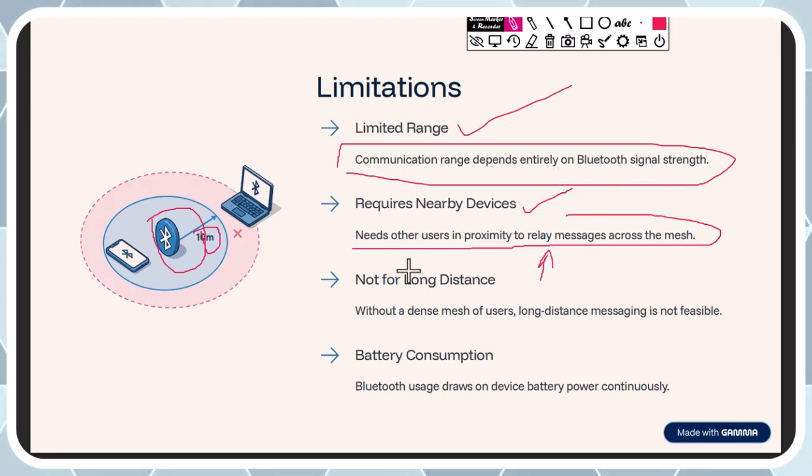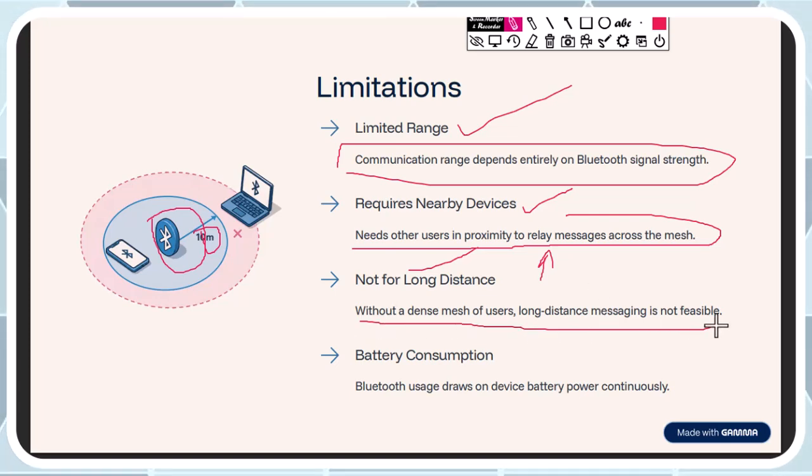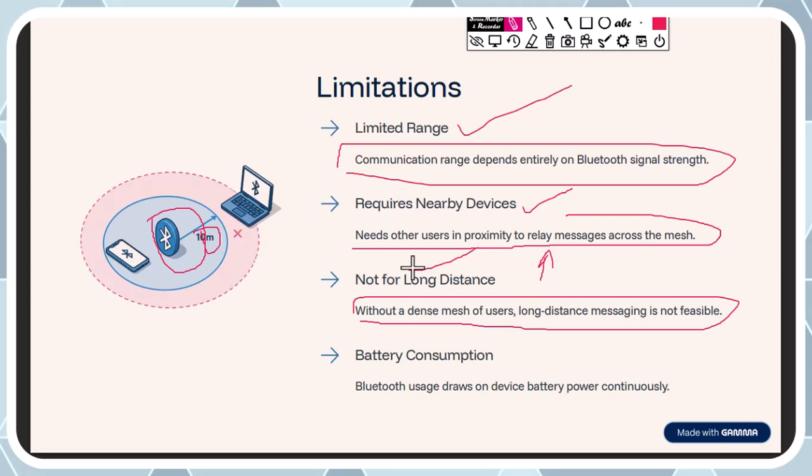It's not ideal for long distance. Without a dense mesh of users, long distance messaging is not feasible. You cannot send the message if you don't have a mass of users. If you don't have a large number of users using Bluetooth, you can't send the message over a long distance. You need to be within 10 meters, and you need a particular person who is using a Bluetooth device. It's very easy when you are sending the data from one person to another person.